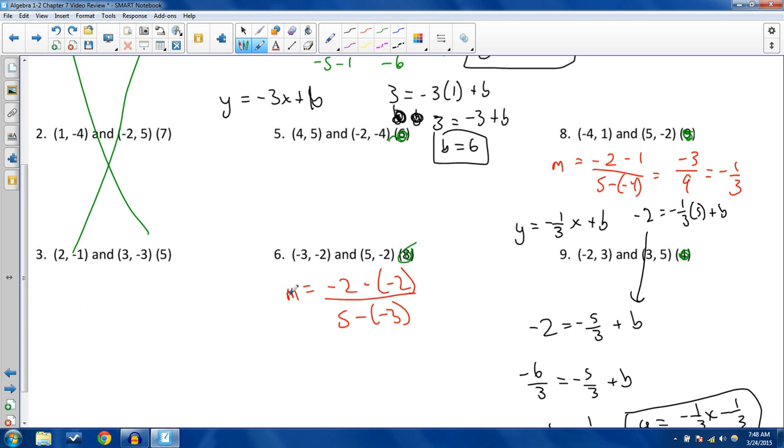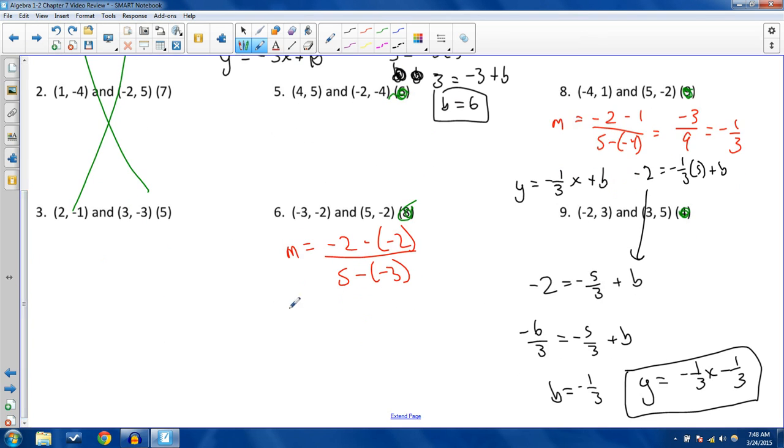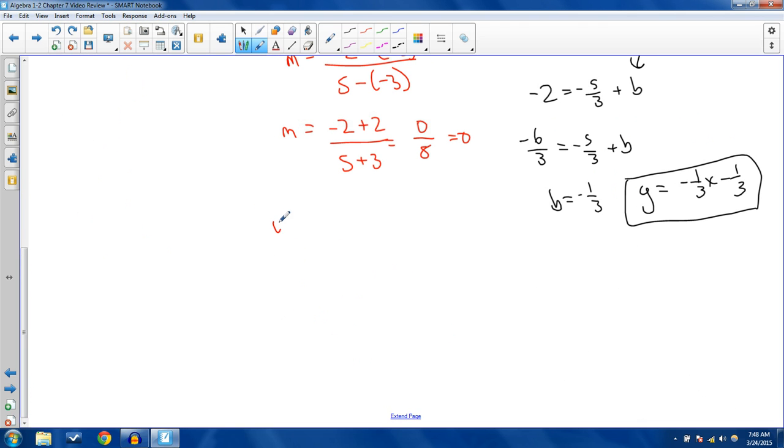So notice, this is a good one to practice because of all these negatives. Negative 2 minus negative 2 is negative 2 plus 2. And this is 5 plus 3. So this becomes 0 over 8, which is 0. So that's my slope. So we have y equals 0x plus b.